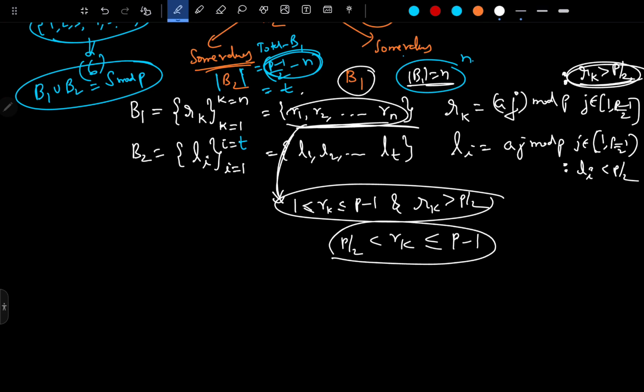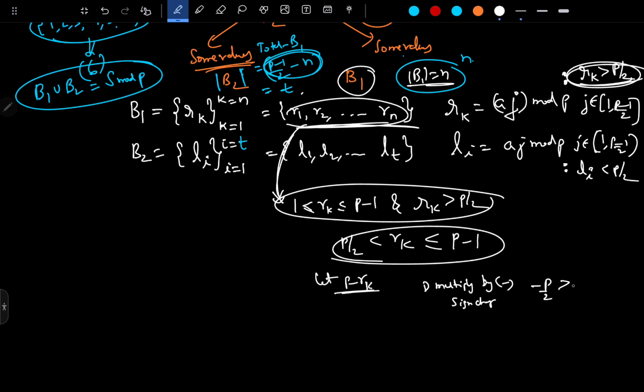Nothing can be concluded, it is just there. So let's calculate the range of P minus Rk. How will you calculate? First we have to multiply this whole inequality by minus. It is the property that when we multiply with minus, the sign changes. So minus P by 2 greater than minus Rk greater than or equal to 1 minus P.